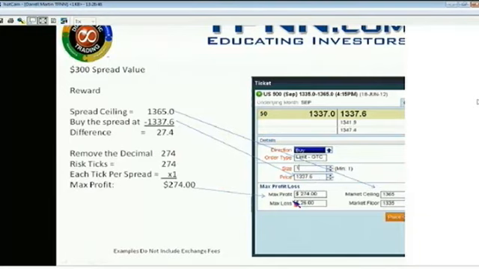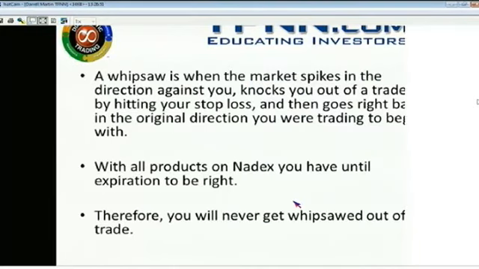So one of the things we did talk about a little bit ago was whipsaws in the last segment. And I just want to really make sure that everybody understands what a whipsaw is. A whipsaw is really when the market spikes in the direction against you. Okay, so you get in, you say buy, all right? The market spikes against you, and you're being a good trader. You have a stop loss on there. It stops you out. It knocks you out of your trade. And by hitting your stop loss, you're out, but then it goes right back in the direction you were going to begin with. And you're just sitting there frustrated because you're like, I knew I was right. It got stopped out. Should I get back in?